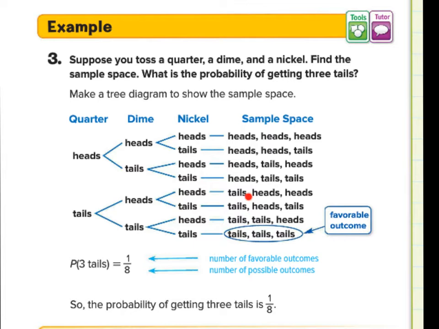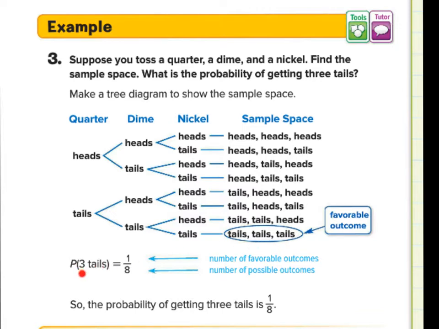So now we're asking, what is the probability of getting 3 tails? Here it is. The probability of getting 3 tails is 1 in 1, 2, 3, 4, 5, 6, 7, 8. 1 in 8. 1 opportunity out of 8 chances. So in theory, in theoretical probability, every time you throw these 3 coins up in the air, you should get, at least one time, tails, tails, tails.